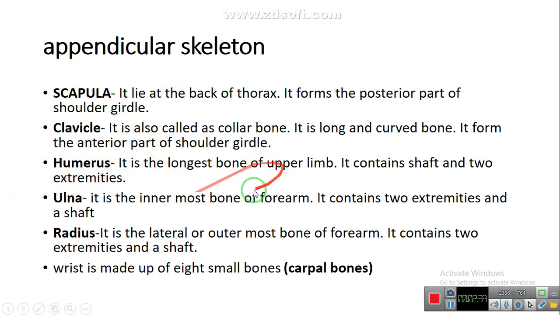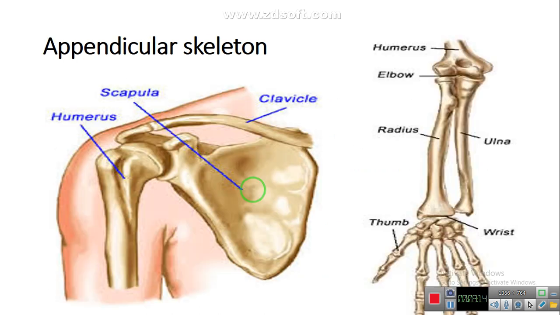Now comes another bone known as the humerus. The humerus is the longest bone of the upper limb, and it contains a shaft and two extremities. I will explain further with the help of a diagram in another slide. The ulna is the innermost bone of the forearm, and it also contains two extremities and a shaft. The radius is the lateral or outermost bone of the forearm, and it also contains two extremities and a shaft. Now comes the wrist bones. The wrist is composed of 8 small bones known as the carpal bones.